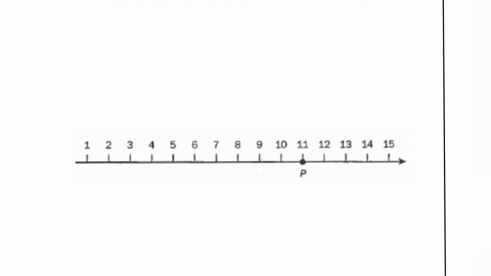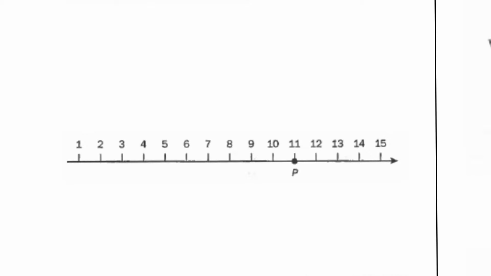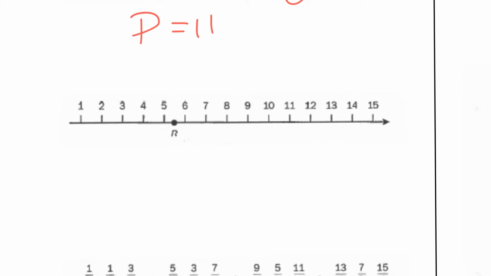So here's an example. On this number line, what is the value of P? Well, hopefully it's obvious that P corresponds to 11. Another example here: what is the value of R? R is someplace between 5 and 6. So we could easily say that it's probably 5.5, maybe a little bit less, maybe 5.4. We definitely know it's between the 5 and the 6. That's indisputable.